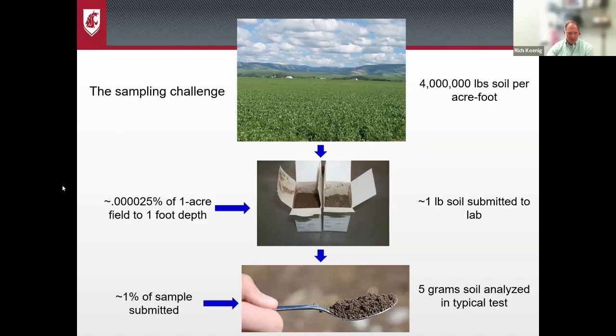Just to give you some quick percentages, if you take an acre and sample that based on 4 million pounds of soil per acre foot, you're submitting a very small fraction, very small percentage of that soil representing that acre to the lab, and they're running a much smaller percentage of that in their analytical process.